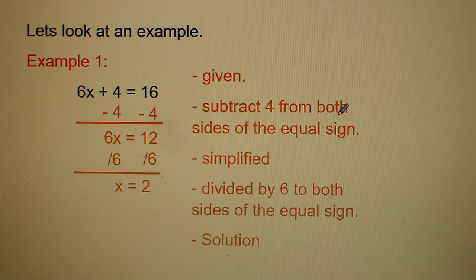Just like you see here, and this is how it's written out, given. So what's given to you is called the given. We then subtracted 4 from both sides of the equal sign. We then simplified it. 16 minus 4 is 12. Carry down the 6x. That's what I mean by simplified. Then we divide by 6 to both sides of the equal sign. So the 12 divided by 6 gets us 2.